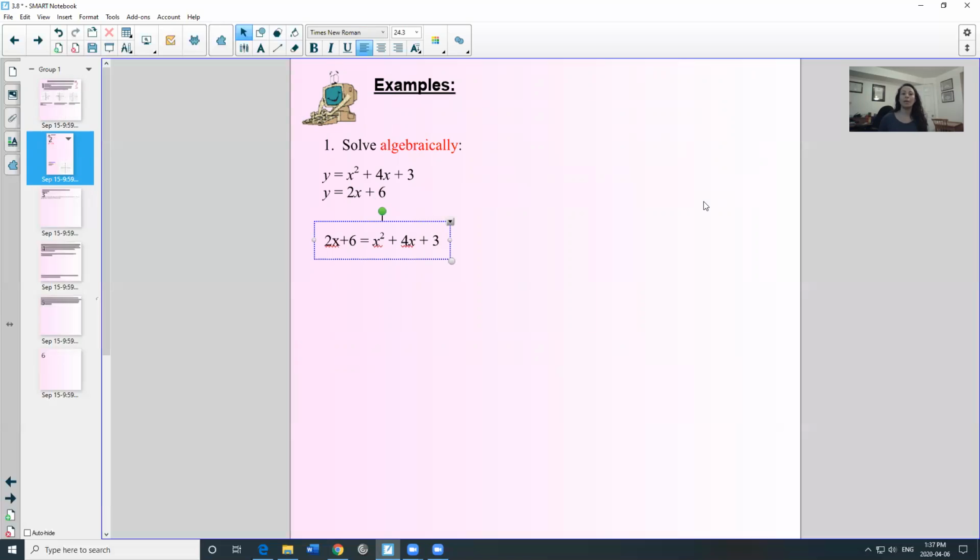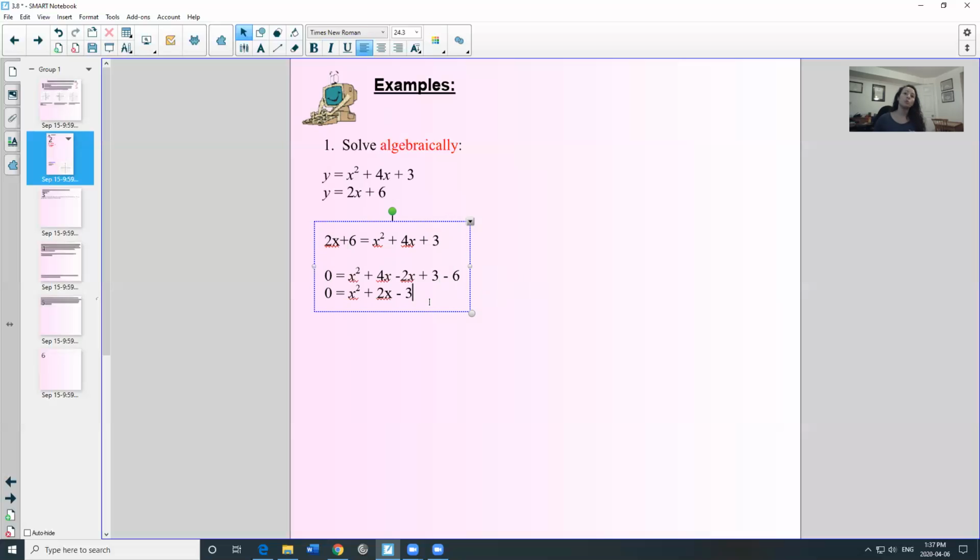Okay. Now I need to bring all the values onto the other side of the equal sign. When I bring the 2x over, it's going to be a negative 2x. So there is my x squared. When this 2x comes over, it's going to be 4x minus 2x. And when this positive 6 comes over, it will be a negative 6. Reduce, and you should get a new quadratic. So 0 equals x squared. Now 4x minus 2x is 2x, and plus 3 minus 6 is minus 3. We have ourselves a new quadratic.